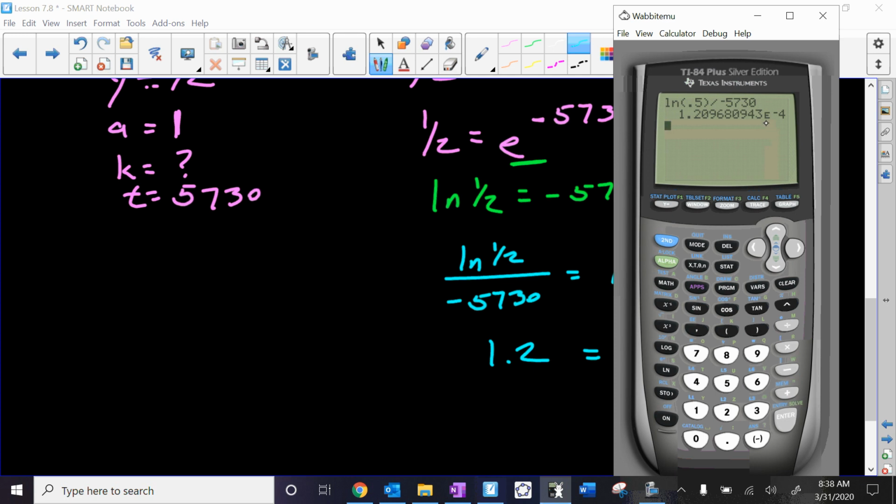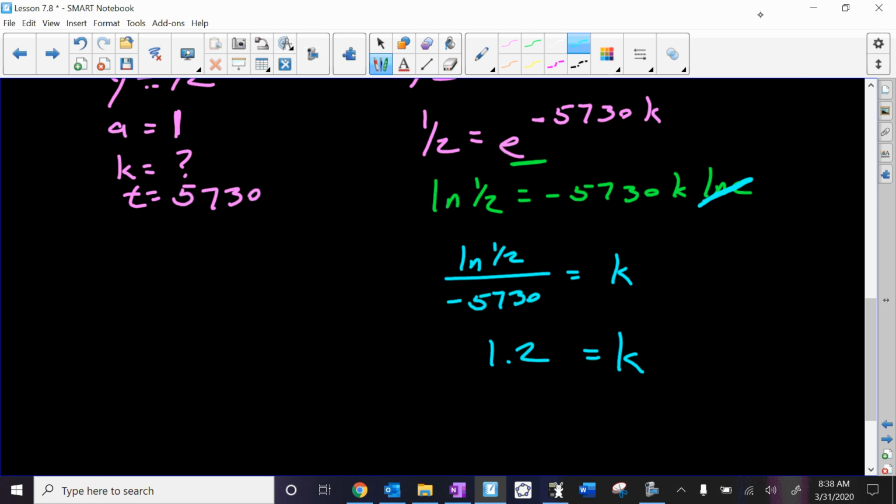Notice how it had e to the negative 4 over here. That's scientific notation. So that's saying that I need to move 4 decimal places to the left. So I'm going to go 1, 2, 3, 4, fill in some zeros. My actual rate that we're going to need is 0.00012 is my rate, K.